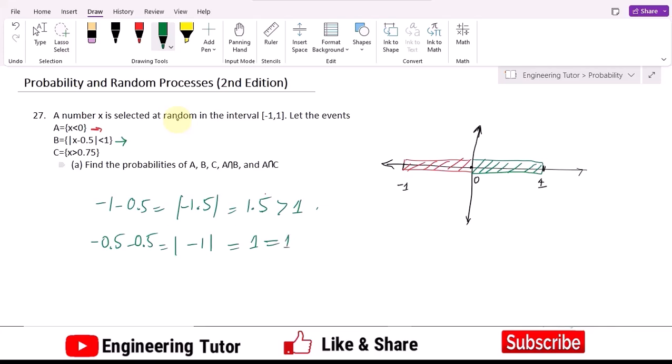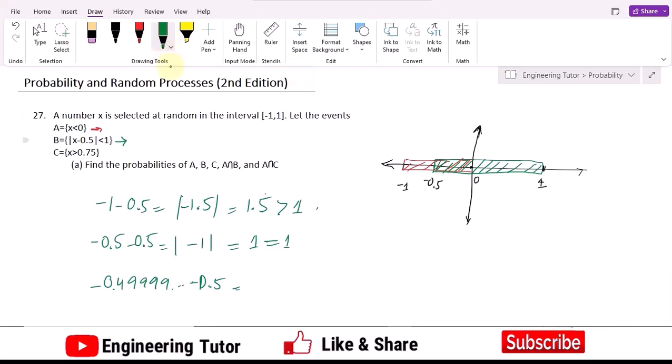So what we have to do? As you can see, this is a continuous process, so -0.49999 will satisfy this condition. If I write -0.49999 and subtract 0.5 from it, I will get something which will be less than 1. So this will satisfy it. So here I will have minus 0.5, and it also lies here. So the green one is basically the event B.